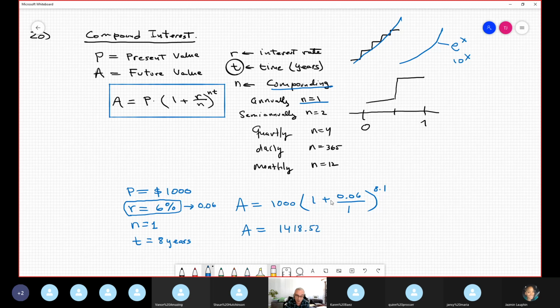$1,418.52. So you truncate or round the money to 2 decimal places because it's a currency. So you truncate or round to the nearest cent. Okay, that corresponds with option D.